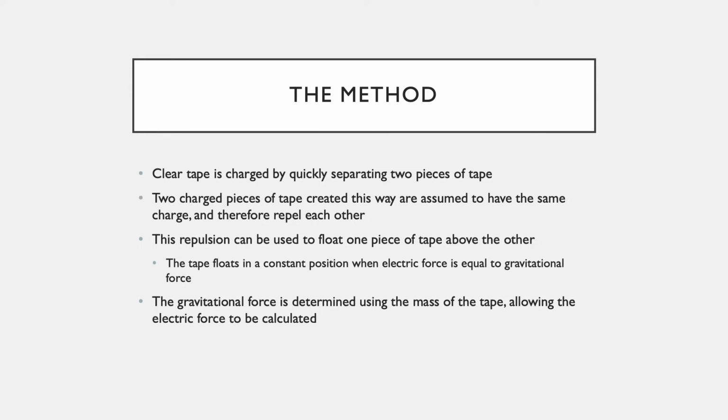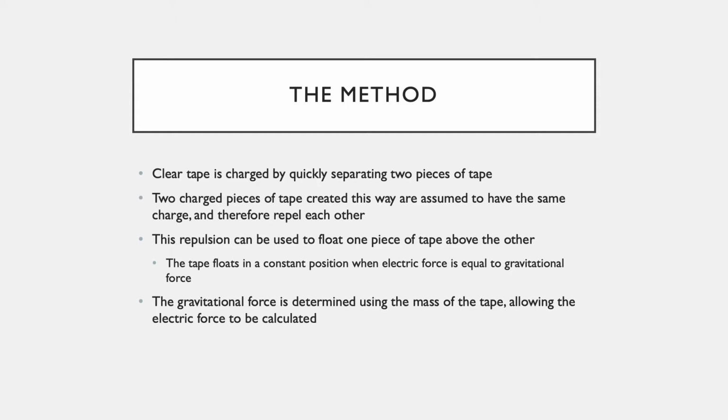Charge was generated in the tape by layering two pieces of clear tape one on top of the other and then by quickly removing the top piece of tape. Two charged pieces of tape created this way are assumed to have the same charge, and therefore will repel each other. Note that it is important to handle the tapes as little as possible, as when handled, the tapes can discharge, thereby losing their charge and their properties.